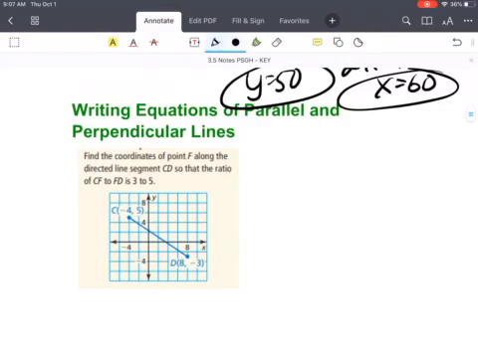We've practiced writing equations of lines, so today we are going to add in writing equations of lines with parallel and perpendicular lines.